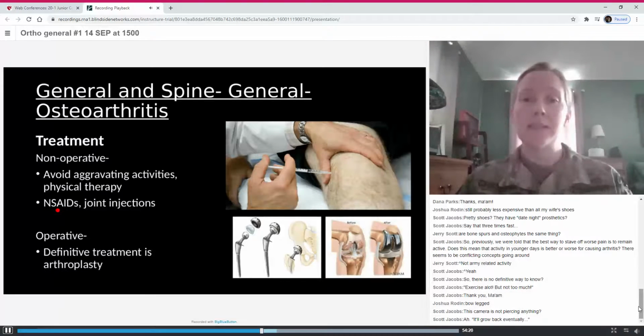Oral anti-inflammatories, we talked about that. We can use topical anti-inflammatories if they have heart or stomach problems. And then we also use a bunch of joint injections. I'm going to talk when we get back from break about a couple of different things that we can do in terms of joint injections.